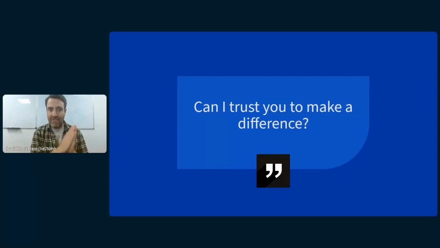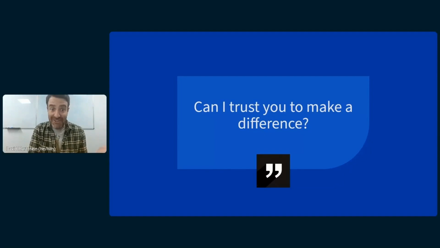Impact pages are not just for really established, long-standing organizations. There are ways to answer this question and inspire trust and confidence with your visitors, even for newer organizations. So we're going to dive into how both established organizations and newer organizations can answer this key question. Can I trust you to make a difference?